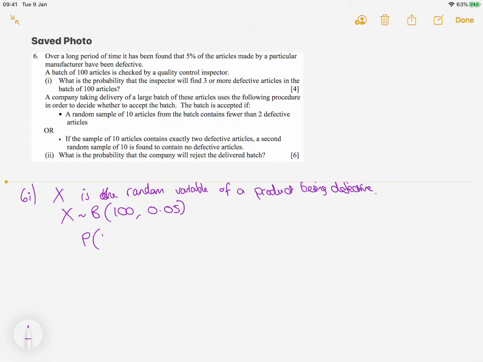We want the probability that X is greater than or equal to 3 because it says that the inspector will find 3 or more defective articles. So in your calculator, your lower limit will be 3, upper 100, number of trials is 100, and probability is 0.05. And when you press execute on that, you should get 0.88173701, which is about 88.2%.